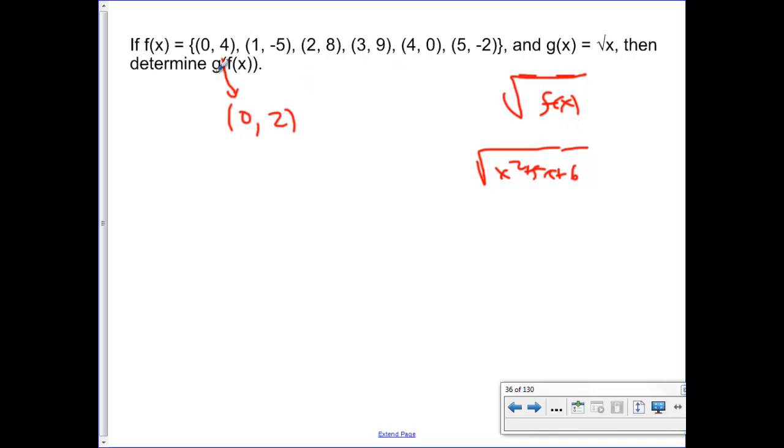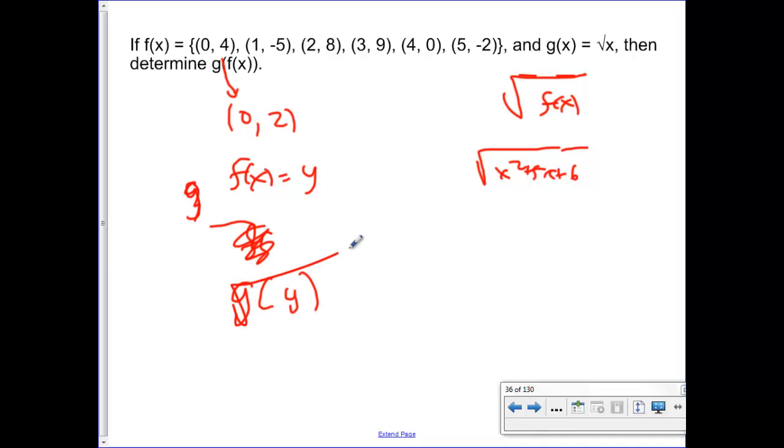So do you leave all the x's the same? Because g of f of x here means take all of these values right here and square root them all. To me that means if you're square root x. No. Because g of f of x means f of x is your y value. G of, my goodness, I can't write here. G of f of x means square root all your y values. Sure. Okay.